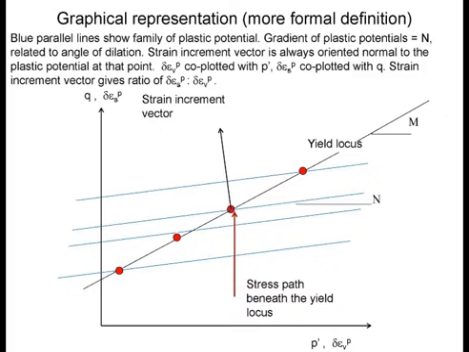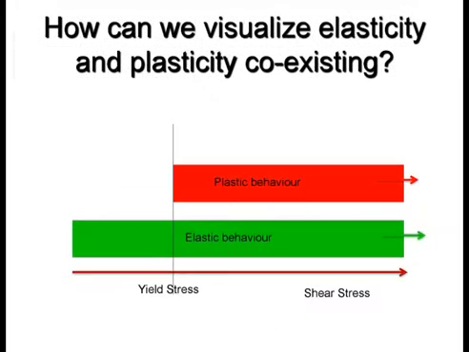That part is purely elastic because you haven't hit the yield locus. Correct, you haven't yielded, so the plastic potential is not activated. The plastic potential is only activated when you are on the yield surface, on the yield locus. You remember the blue bar and the red bar I showed yesterday? Until you reach yielding, only the green bar is activated. Only elastic behavior.